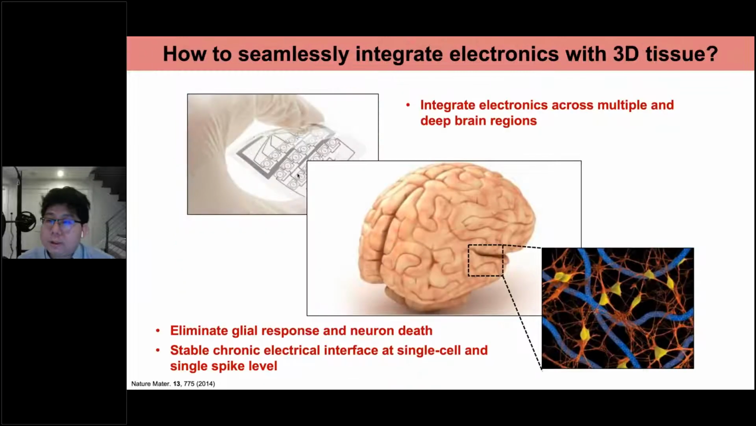So in the first part of our research, we really want to ask the question: how to design the electronics that can allow seamless integration with this 3D brain tissue, which can allow us to integrate the electronics across multiple regions, including the deep brain regions, and completely eliminate the glia response and the neural death to provide stable chronic electrical recording at single cell and single spike spatial temporal resolution.